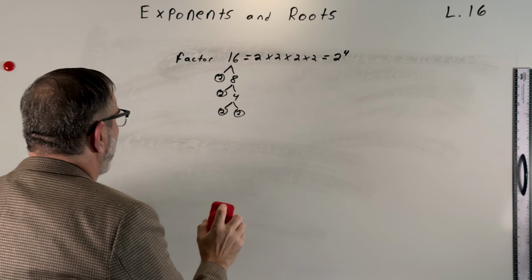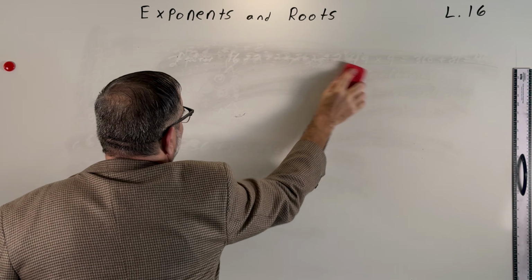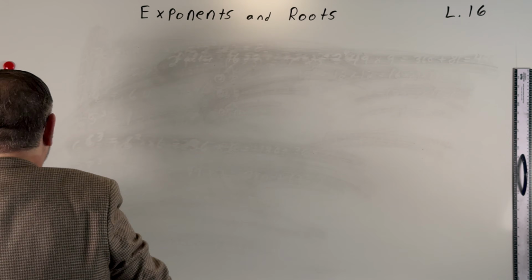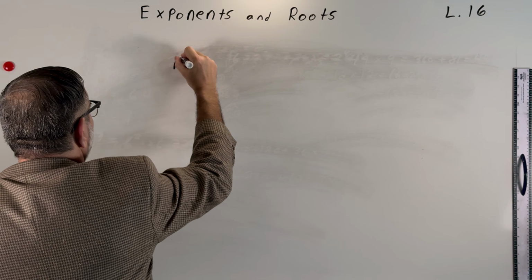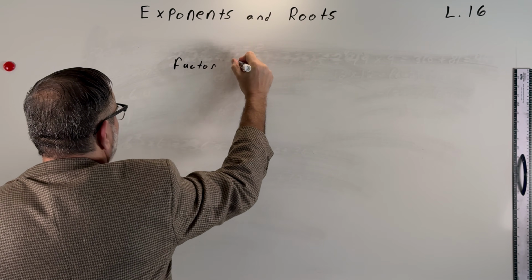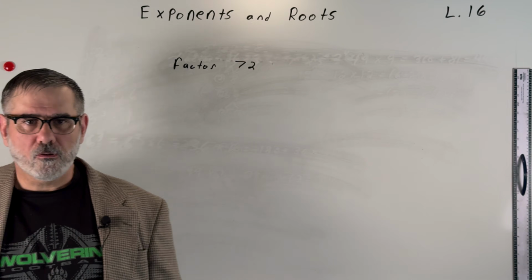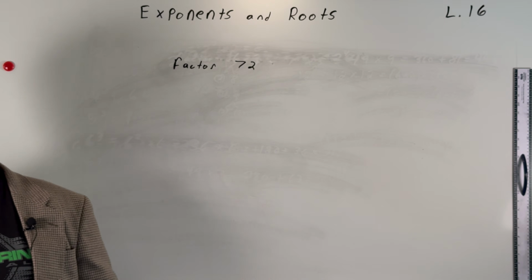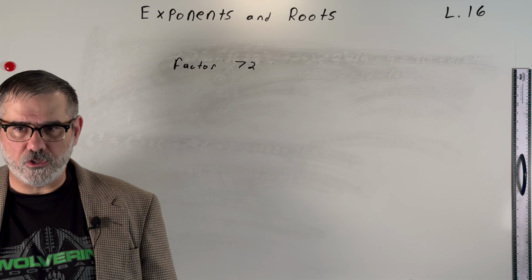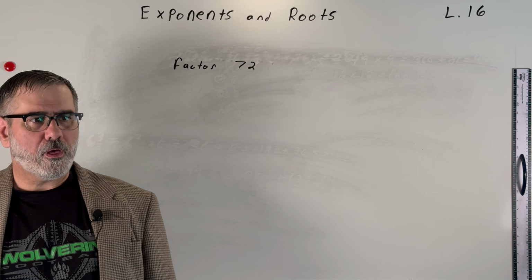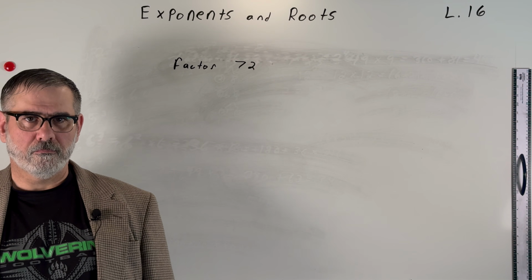Let me give you one to try. I'd like you to factor 72. I want the prime factorization of 72. So do a factor tree and write it out and use exponents to get the shortest possible answer that you can. Pause the video, do that now. Come back when you have your answer.